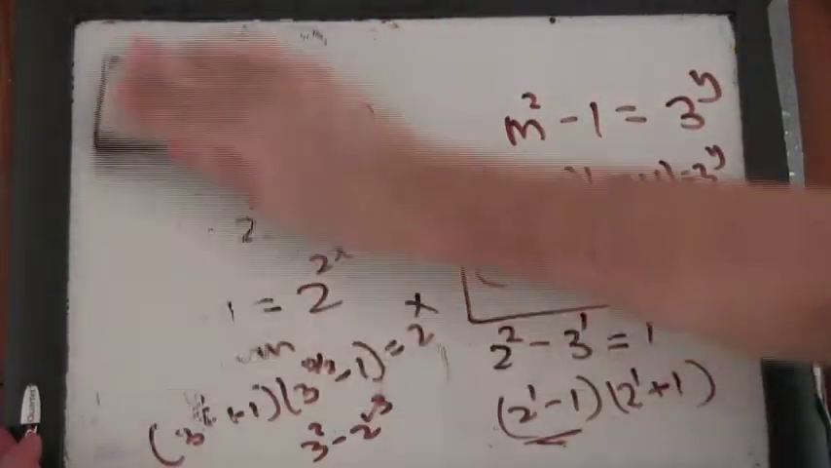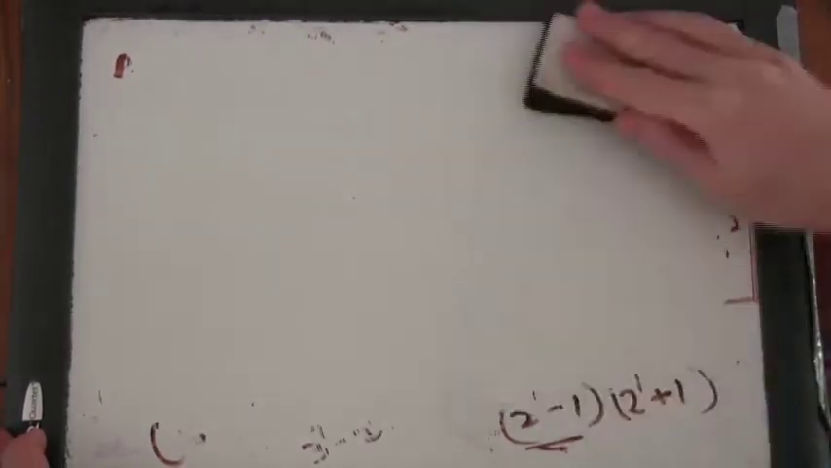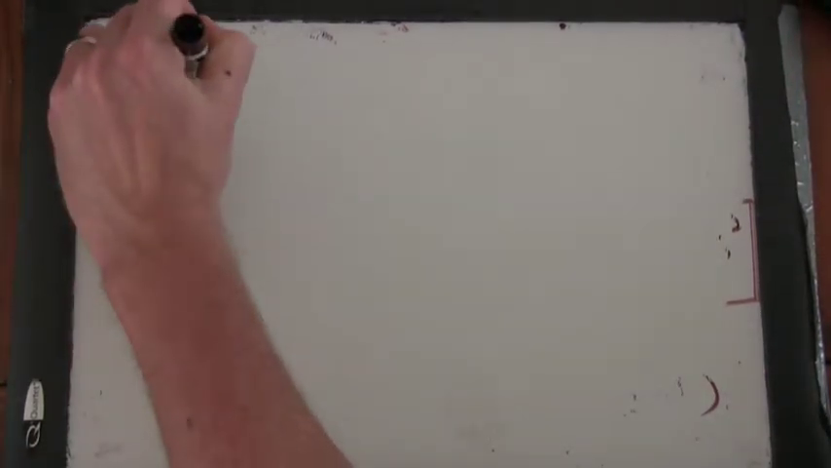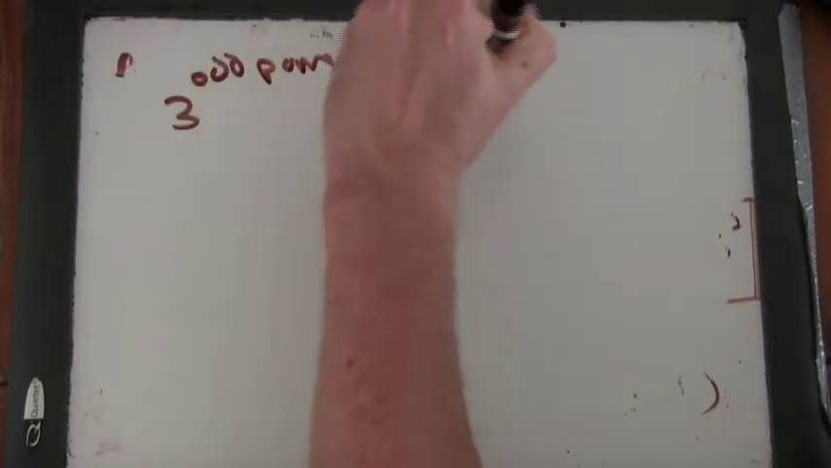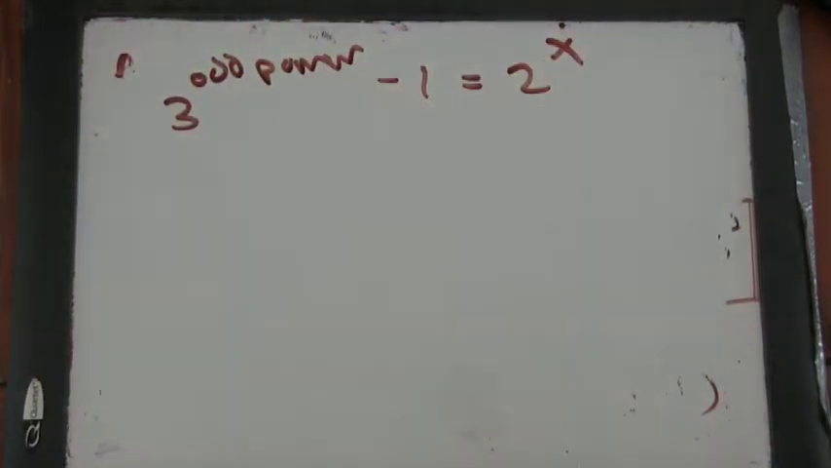Okay, so now we have odd powers. So we have 3 to an odd power minus 1 equals 2 to the x. Okay? And x is odd.